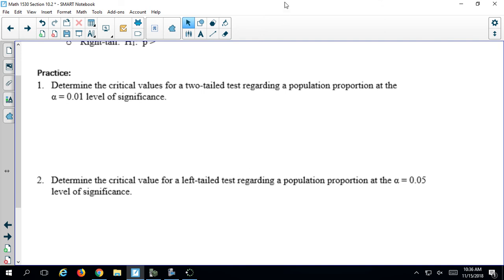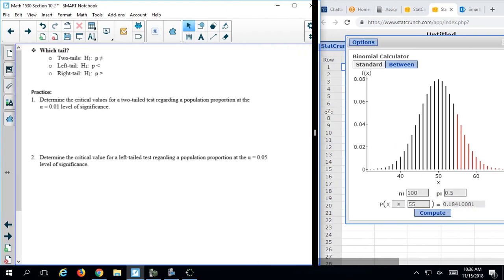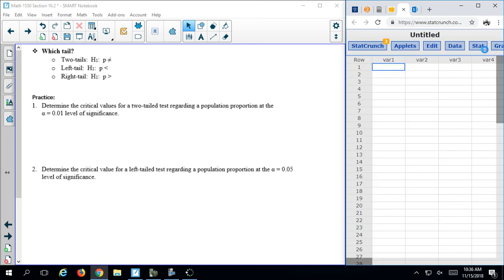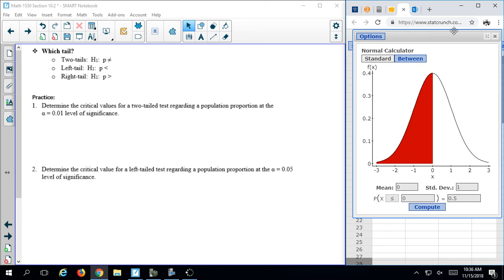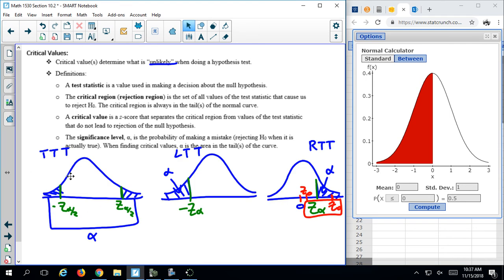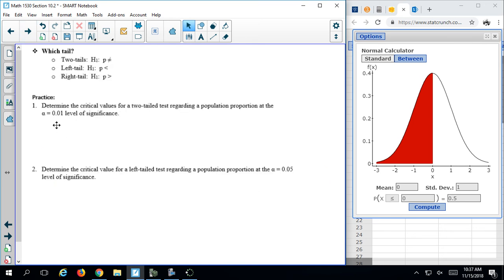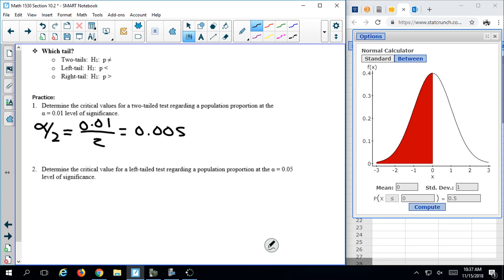All right, so let's determine, I need the normal calculator. It says determine the critical values for a two-tailed test regarding a population proportion at the 0.01 level of significance. So in a two-tailed test, it's just like a confidence interval. Alpha is the area in both these tails. So if alpha is 0.01, what's alpha divided by 2? 0.01 divided by 2, 0.005. So I need the two critical values that have 0.005 area to the right and to the left.